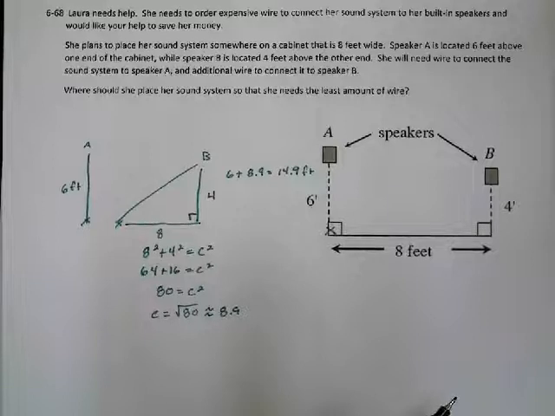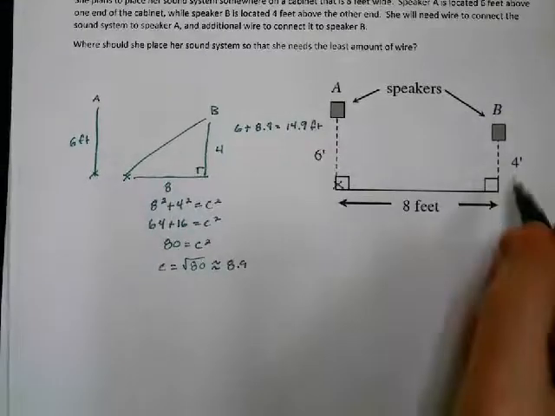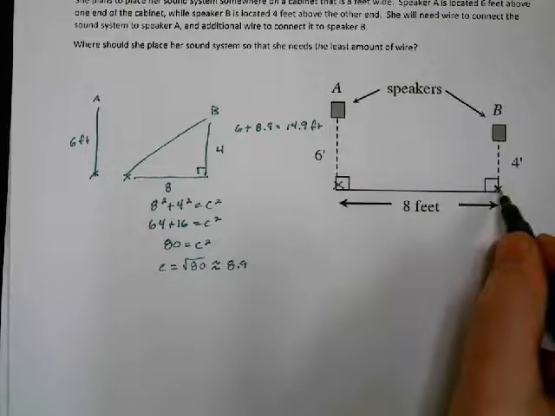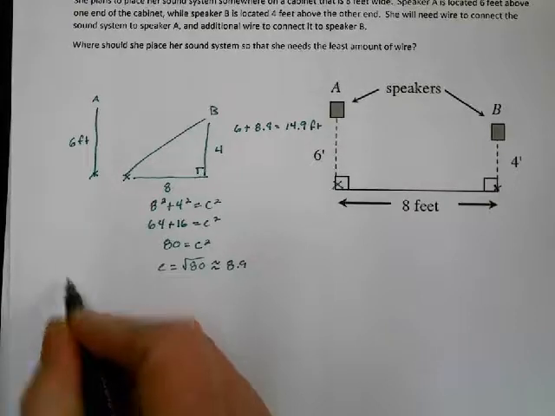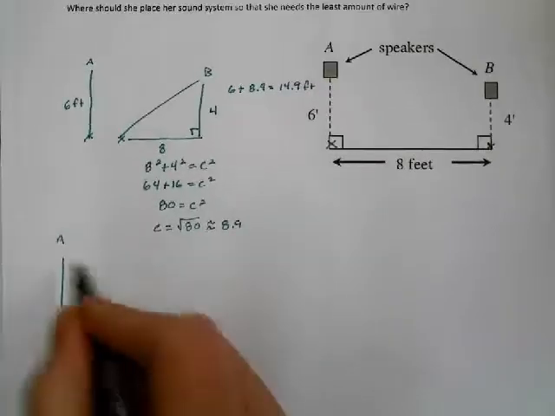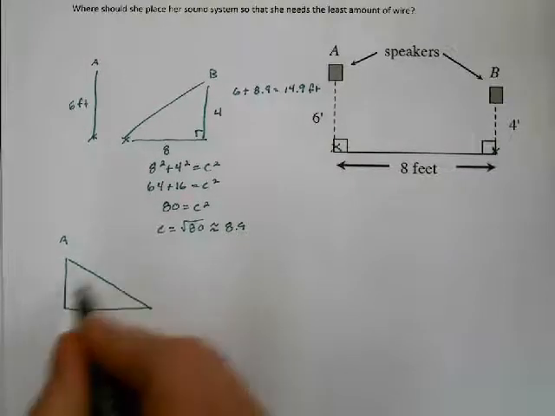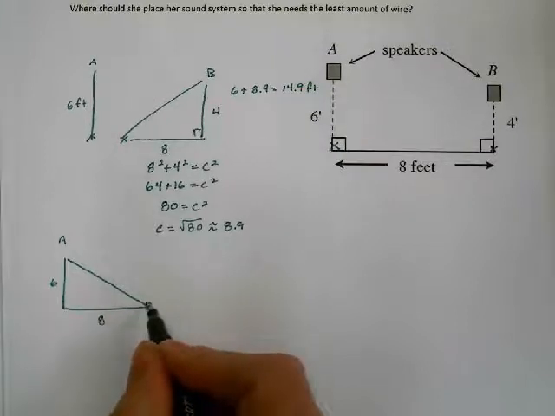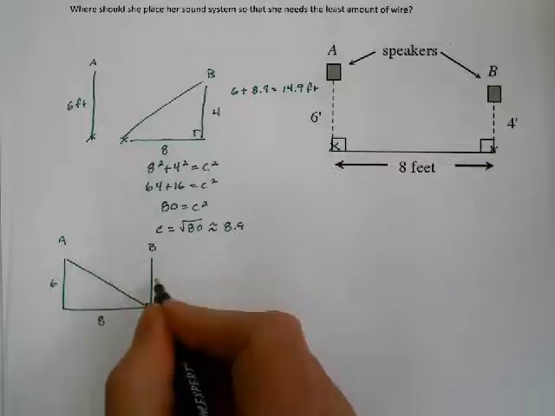All right, so if it doesn't matter where we place it, we can put it anywhere else and get the same number. So let's just go to another place over here. We're going to say, what if she put her sound system right underneath there? Well, she put it right underneath there. So here's A over here. So A is 6 feet up, and then this is 8. So here's where her sound system is. And then to go up to B, this would be the wire right here, and this would be 4 feet.